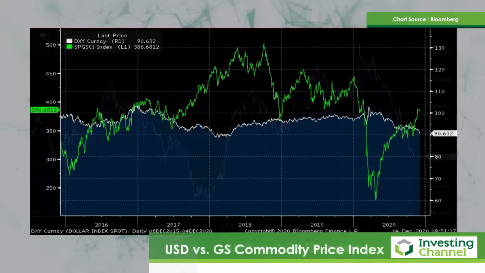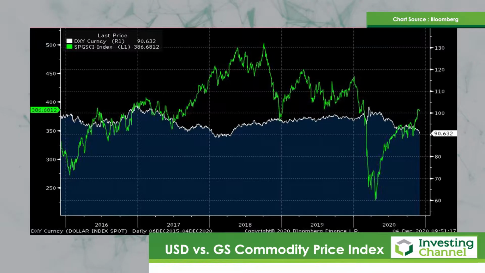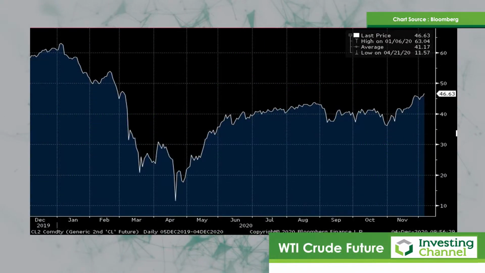Right, the fifth chart today is to highlight just how much this weakness in the dollar is helping commodity prices. This compares the US dollar index, which is the white line on the chart, against the Goldman Sachs commodity price index. And as one can see, this has rallied very, very sharply. This makes a lot of good sense in the context of those excess trade dollars being recycled into other currencies.